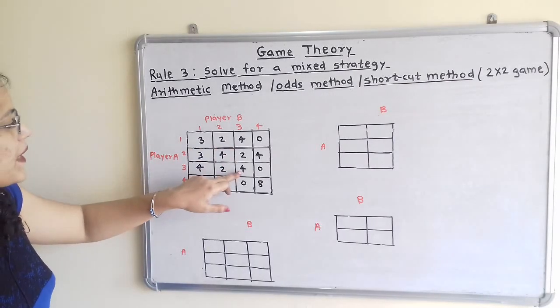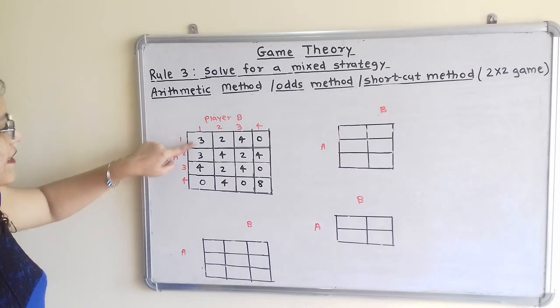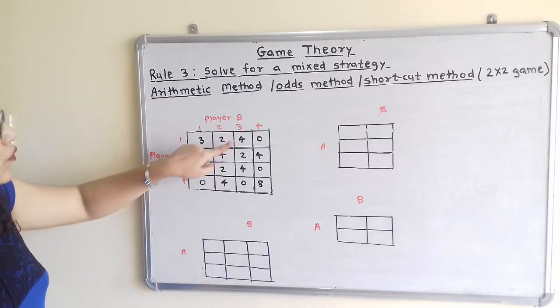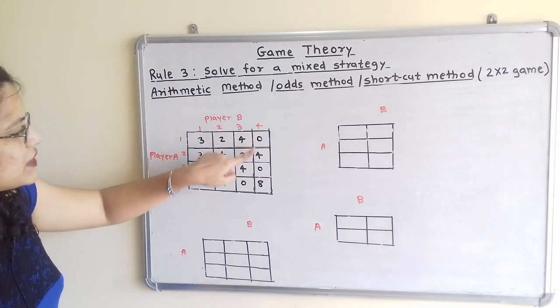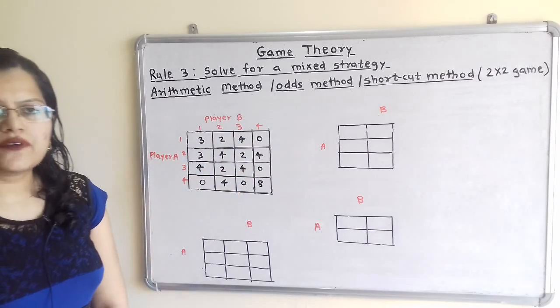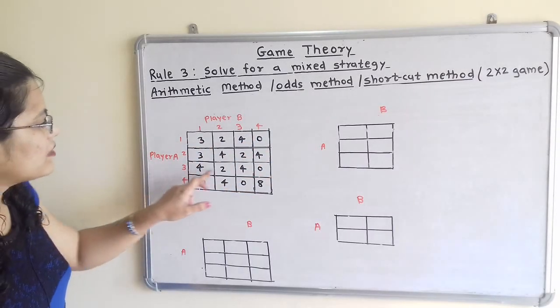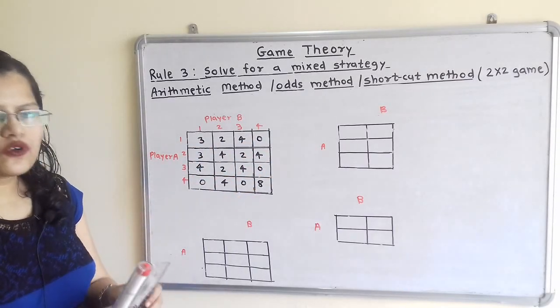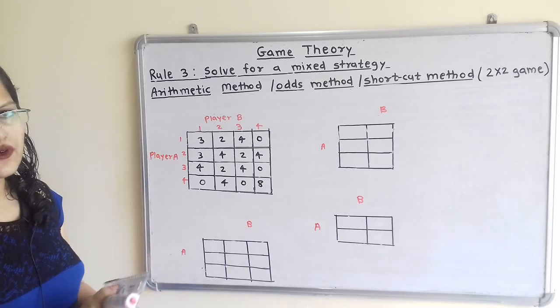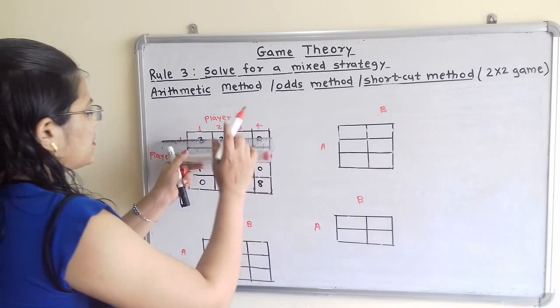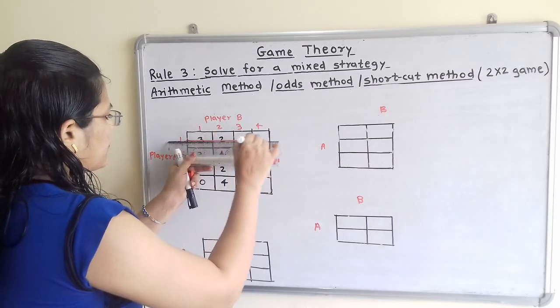So we will compare to the next. Here 3 is less than 4. Then 2 is equal to 2, 4 is equal to 4 and 0 is equal to 0. So we can say that row number 1 is dominated by row number 3. So row 1 is the dominated row. So we will remove this row. I will make here the line with the help of red mark.